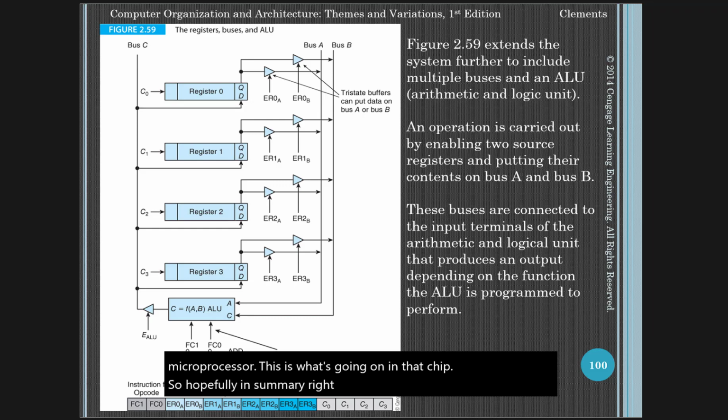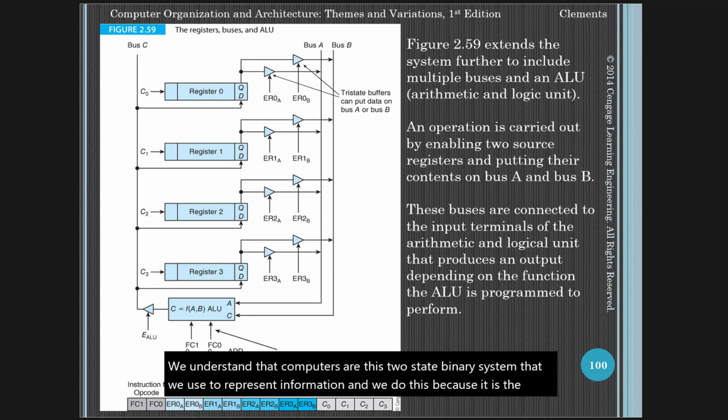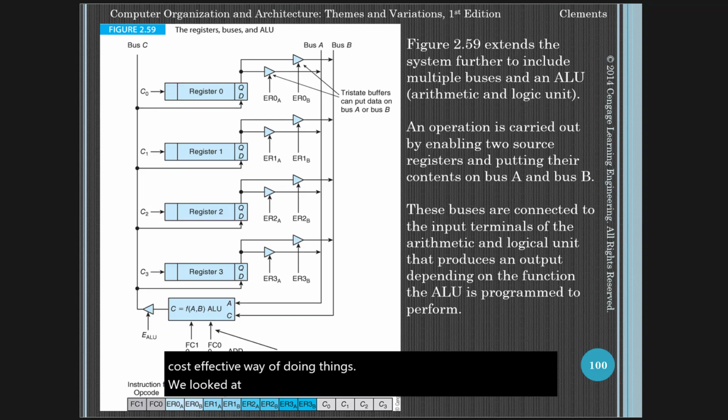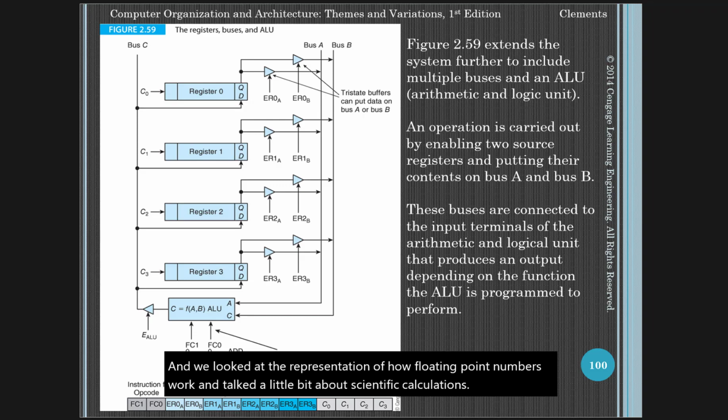So hopefully, in summary, to wrap up chapter 2, we understand that computers are this 2-state binary system that we use to represent information. And we do this because it is the most cost-effective way of doing things. We looked at how numbers are represented as both unsigned and signed integers, how modern computers invariably use the 2's complement notation, and we looked at the representation of how floating point numbers work and talked a little bit about scientific calculations.